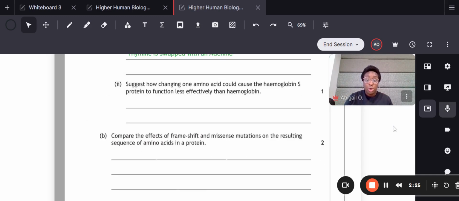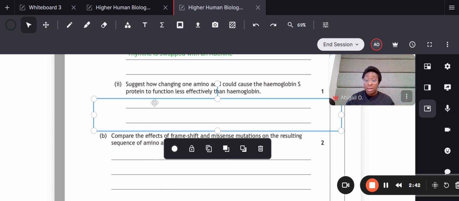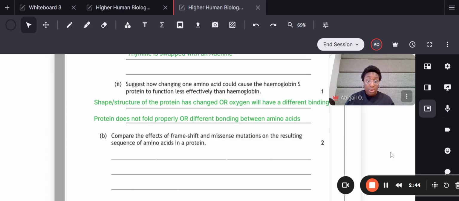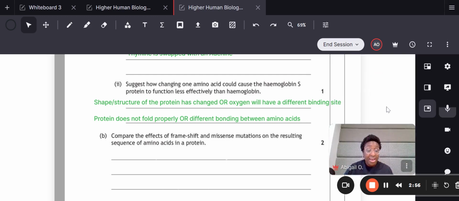So suggest how changing one amino acid could cause the hemoglobin S protein to function less effectively than the normal hemoglobin. So if we've changed one of the amino acids, and this is not specifically about hemoglobin, but just generally, if you remember, if we're changing an amino acid, what's going to happen to our protein? Lots of different things, potentially. So for this answer, we could say that the shape or the structure of the protein has changed. Okay, so the shape and the structure is not going to be the same. Or we could say that oxygen will have a different binding site. Oxygen might have a different binding site or might bind differently.